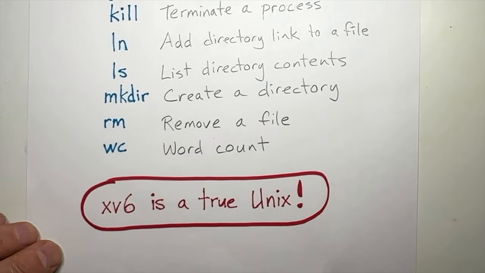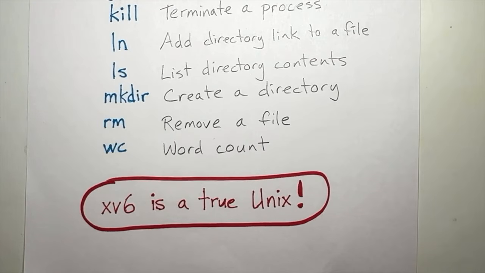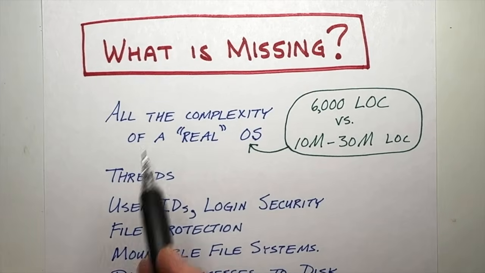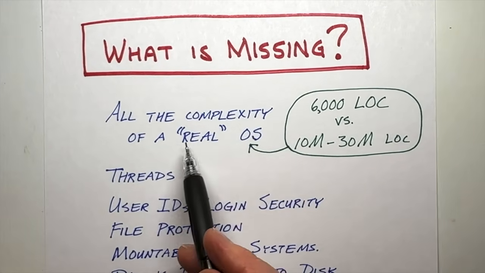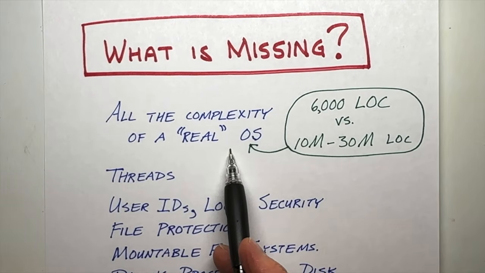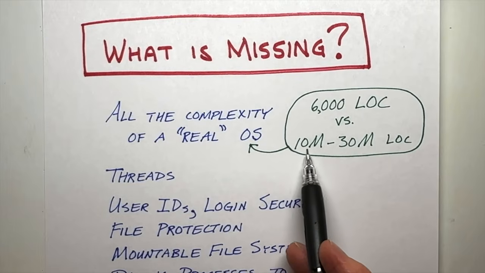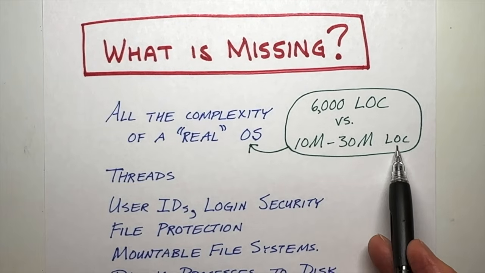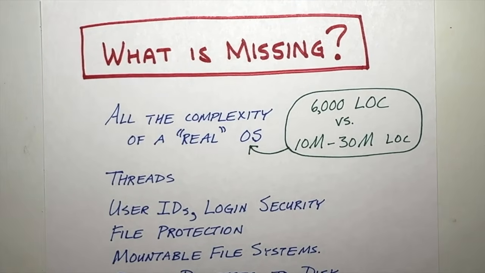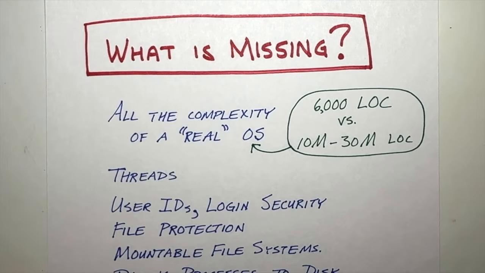All in all, xv6 can be considered to be a true Unix operating system, although it's definitely stripped down and minimal. So what's missing? There's a lot missing. Thankfully, all the complexity of a real operating system is just not there. With a real operating system, like Linux, you might be looking at 10 million lines of code for the kernel, and maybe another 20 million lines of code for device drivers. And that's way, way too much for any human brain to comprehend, or to read, or to understand.